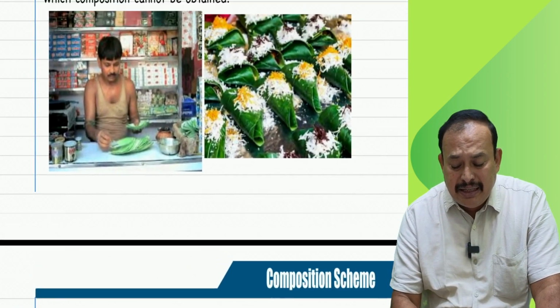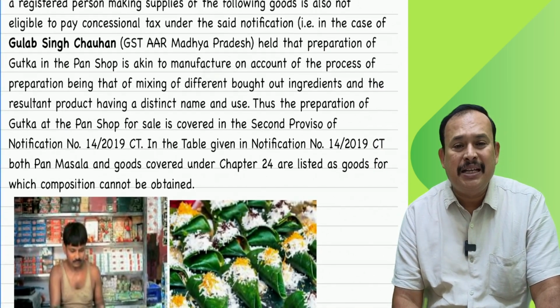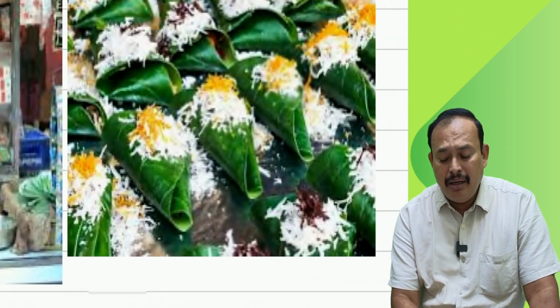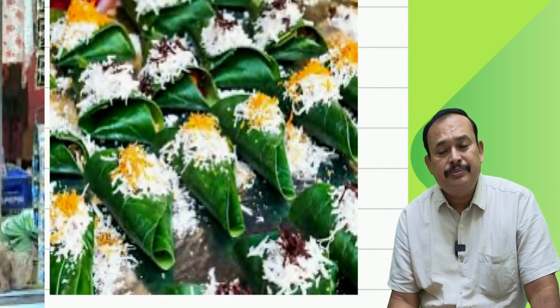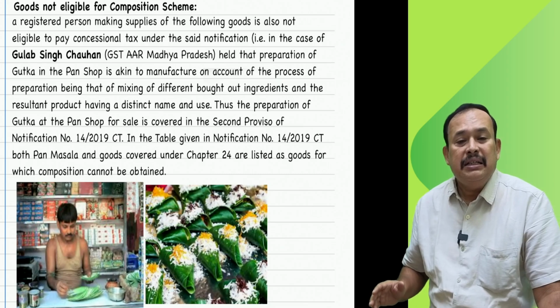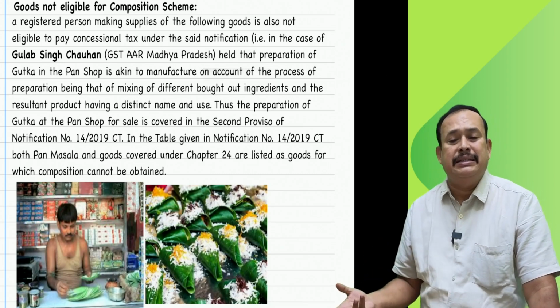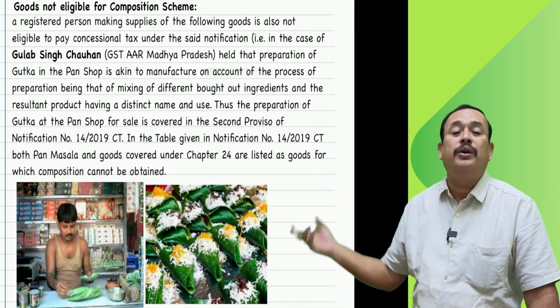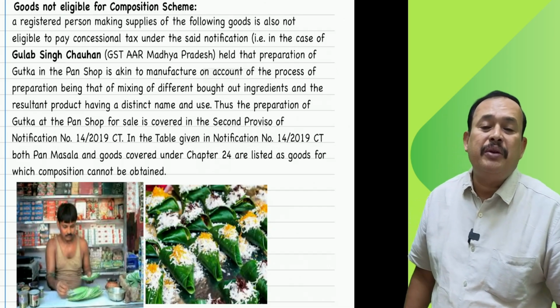If you refer here, there is a case law in the case of Gulab Singh Chauhan. Here, a shopkeeper is making the pan bida in the form of the pan masala. Pan means betel nuts, and mixing some ingredients, making it a bida, is manufacture. In the Gulab Singh Chauhan case, that shopkeeper, though maybe a small trader, was doing a manufacturing activity. Therefore, this activity of manufacture qualifies.